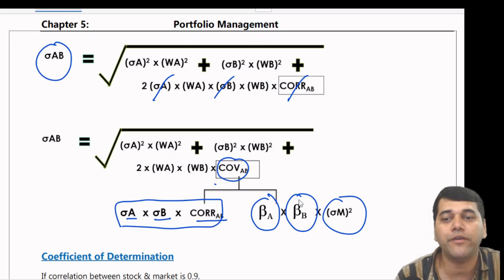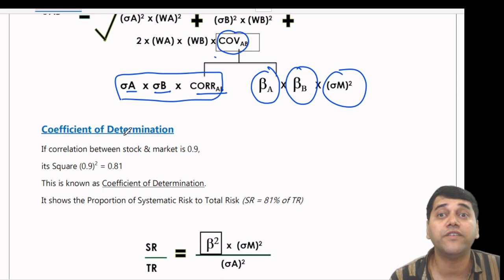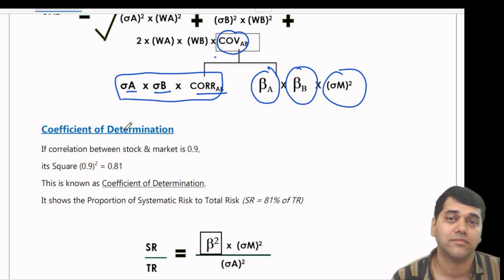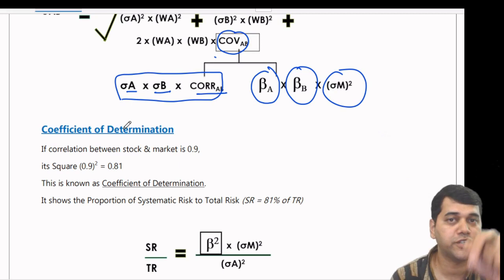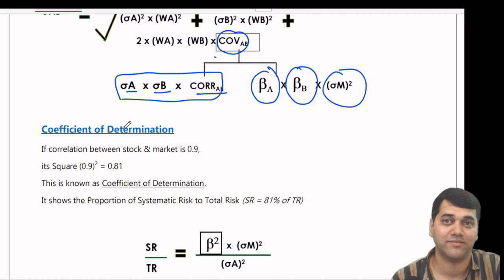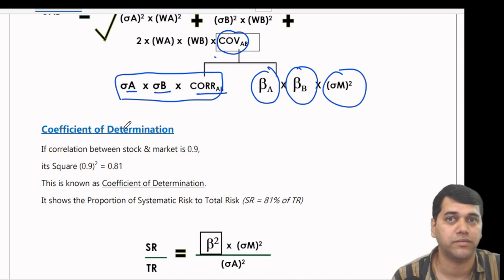What is another formula for covariance? Beta into beta into market variance. There's one more formula derivation. It's called the coefficient of determination. How many coefficients have we discussed till now? In security valuation, did we come across anything called a coefficient? No. Which is the first coefficient we learned in the portfolio management chapter? It's called the coefficient of correlation. You understand correlation, but when I use the word coefficient, it is just a generic term, okay? Everywhere I use that. Don't get confused. For you, coefficient of correlation is important. Then second, which coefficient did we discuss?